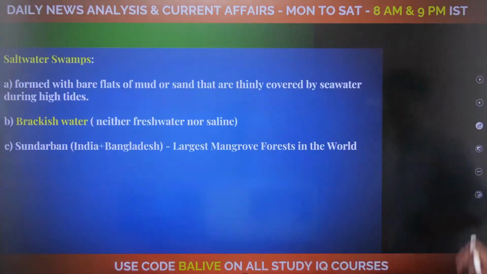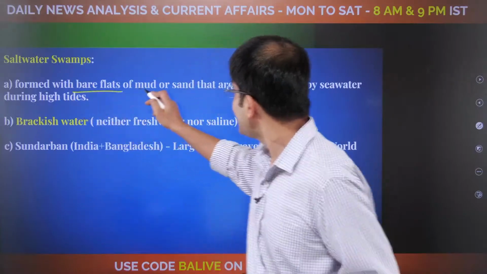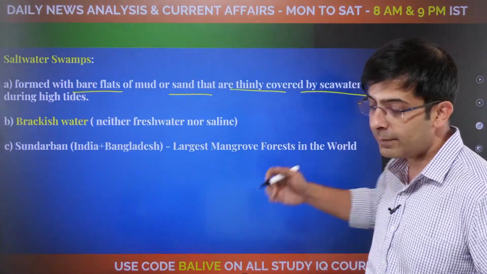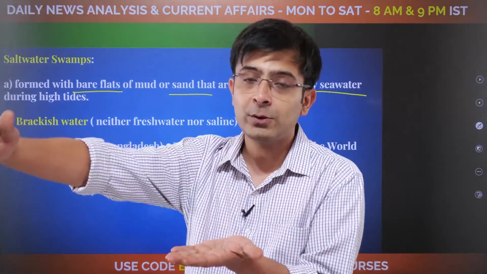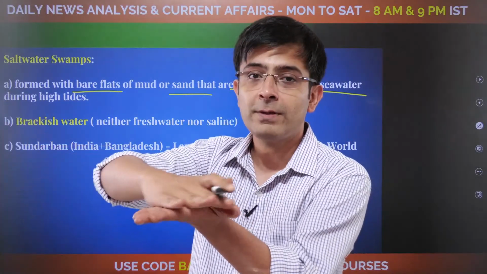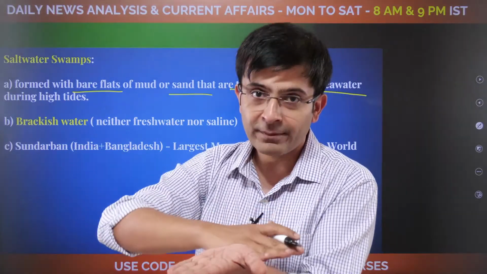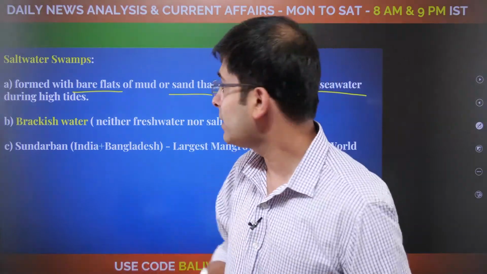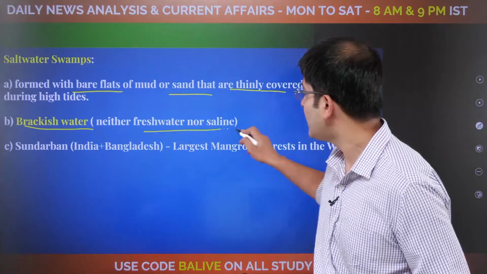Alright. Okay, saltwater swamps. Now, what happens in saltwater? They are bare flats of mud or sand that are thinly covered by seawater. So it will be a flat area and you will have close proximity to the coastal area, and the water will just come up on the surface. So constant supply of salt is happening, which means it's a saltwater swamp. You also find brackish water, neither fresh water nor saline.